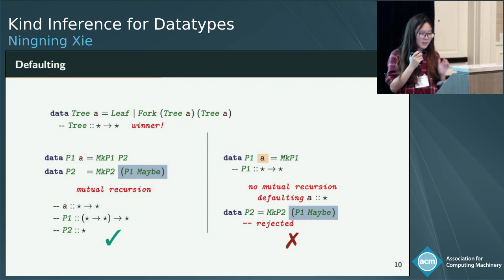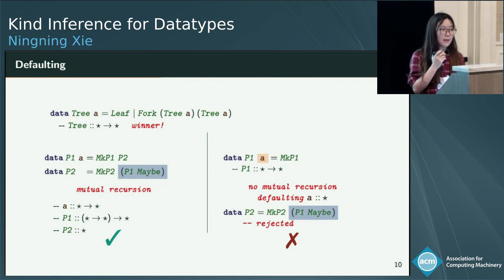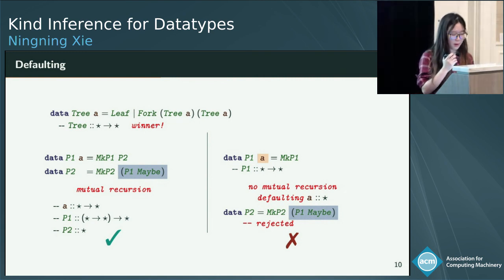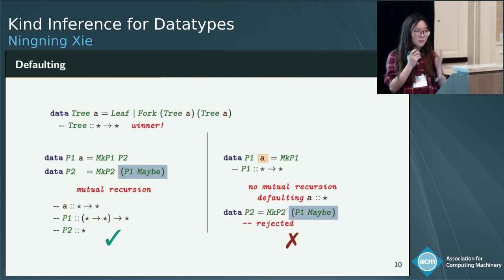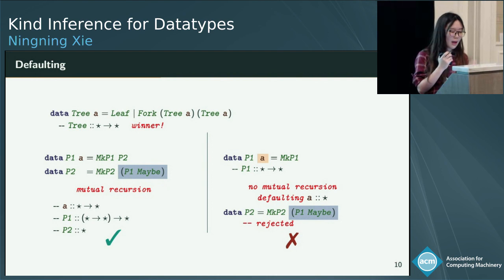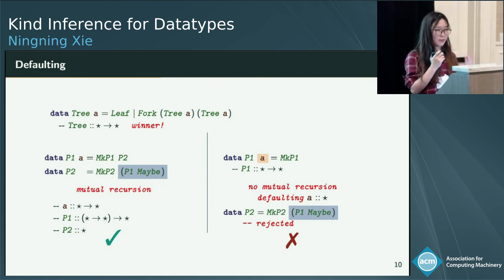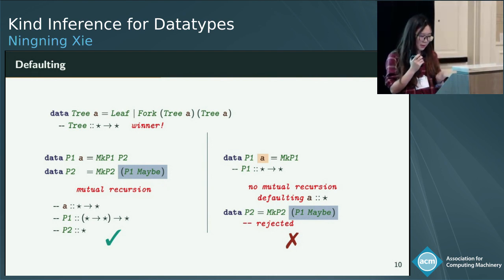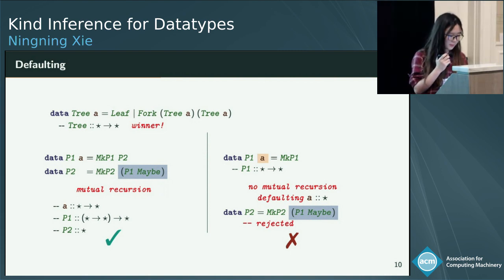We see that a slight change of the program can lead to very different results because of defaulting. That is, defaulting could have more impact on the program than you might have expected. Thus, our formalization of Haskell 98 is important to understand this interesting feature.